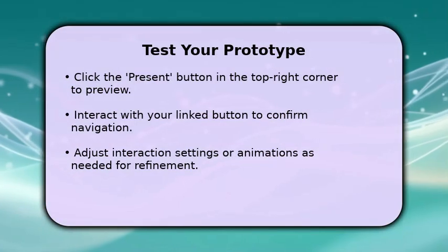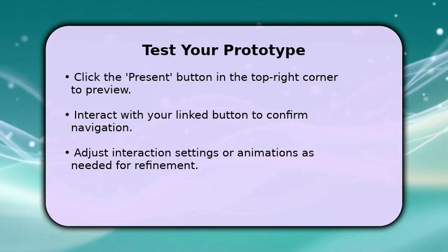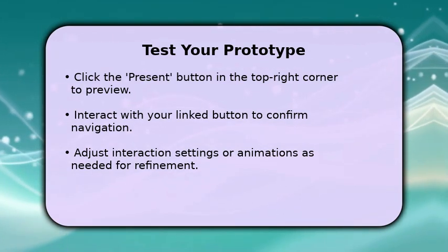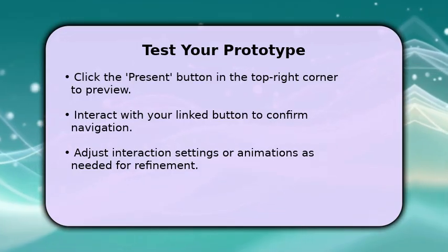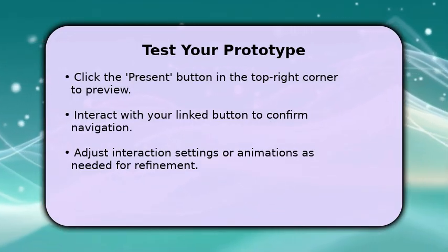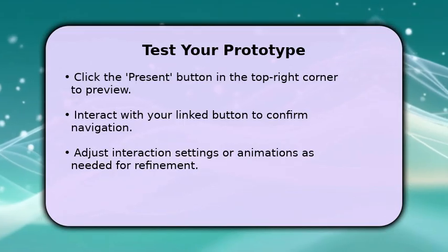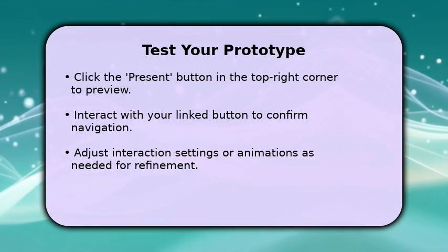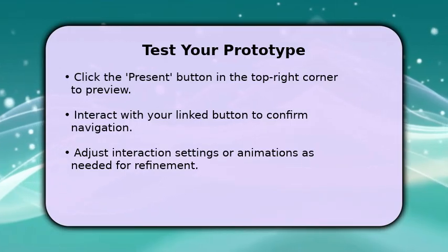To see your linked button in action, click the present button, which looks like a play icon, located in the top right corner of your Figma interface. This will open your prototype in a new tab, allowing you to interact with it. Click your newly linked button to ensure it navigates correctly to the intended page.